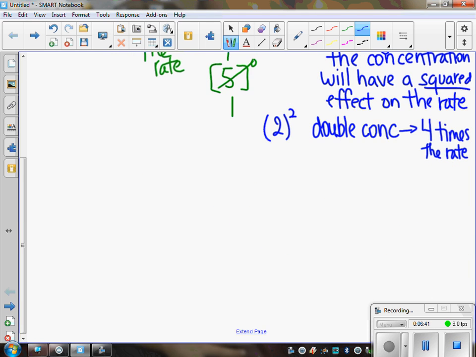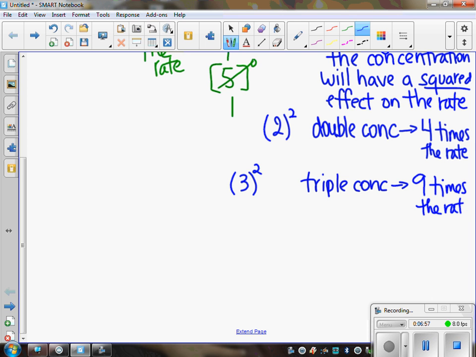If I triple the concentration of something that is second order, with an exponent of 2, tripling is like saying times 3, and 3 squared, it will be 9 times the original rate. Okay, so those exponents are going to give you those types of values.